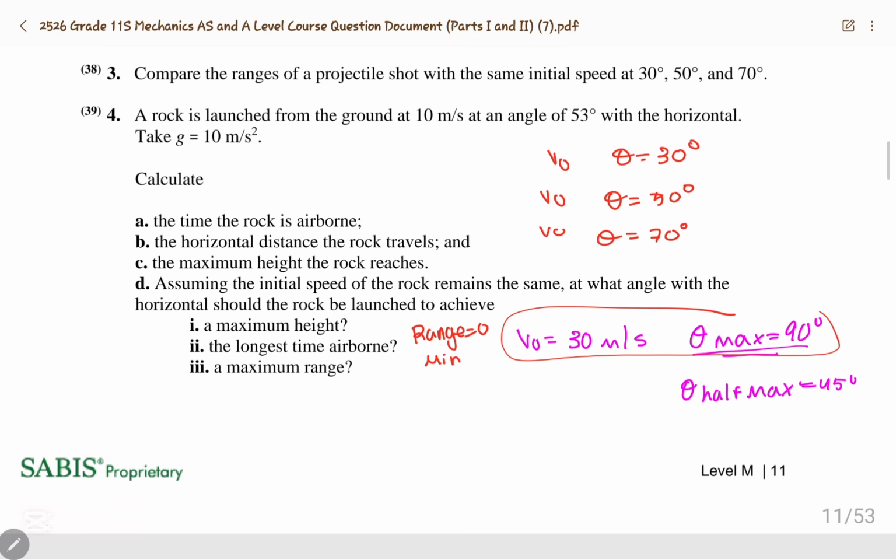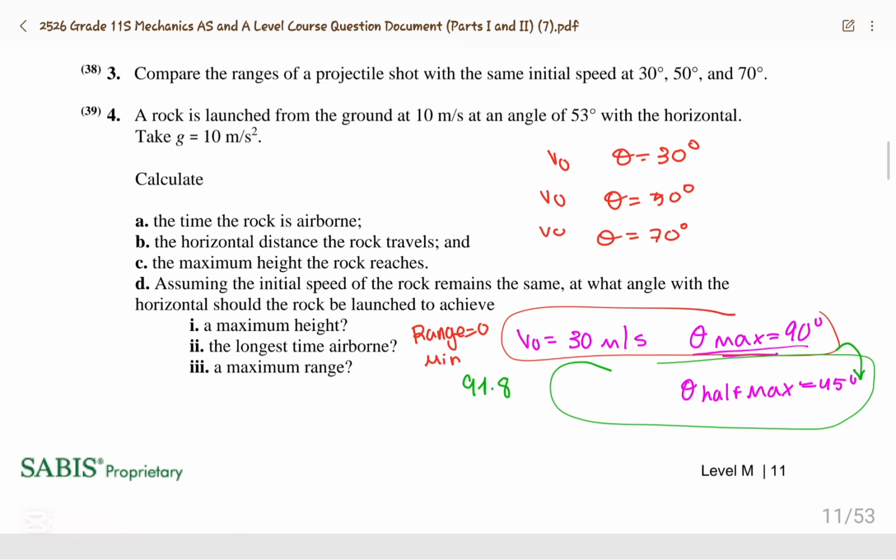So this is the minimum range. But what if I halved it? What if, instead of 90 degrees, I put 45 degrees? So sine 45 times 2 instead of sine 90 times 2. So now it's 30 squared times sine 45 times 2 over 9.8. I got 91.8. Now, why exactly did I take half and not, for example, divide it by 3 or whatever? Why did I take half?